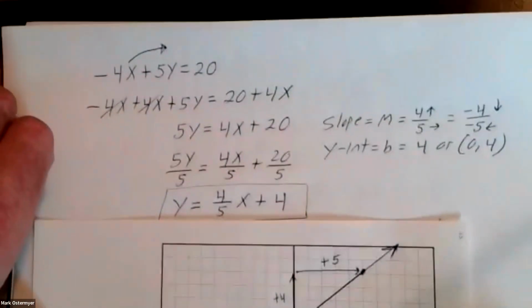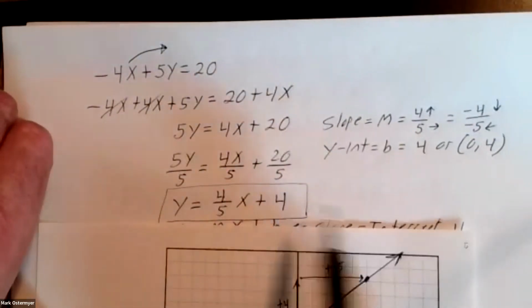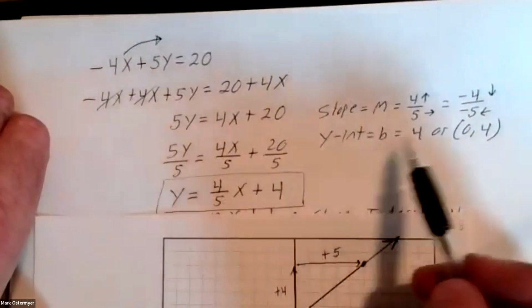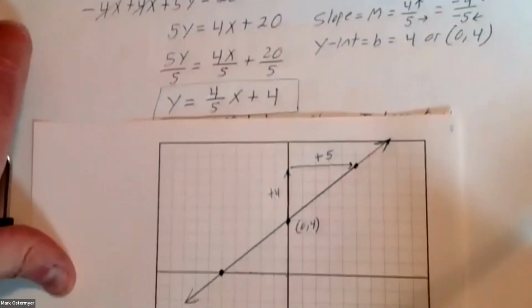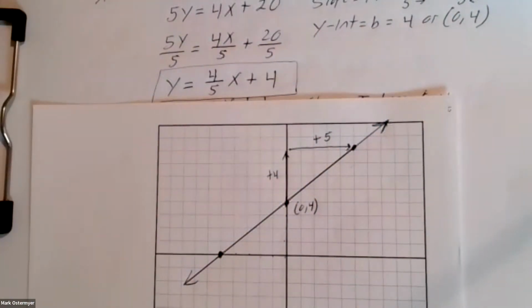Any questions on how we're putting a linear equation from standard form into slope-intercept form by solving the equation for y, then reading off the slope, reading off the y-intercept, and using that information to graph our linear equation? Any questions, ladies and gentlemen, with what's going on here?